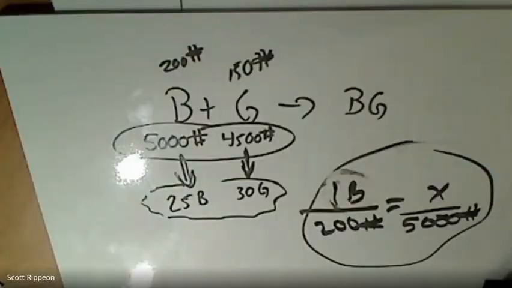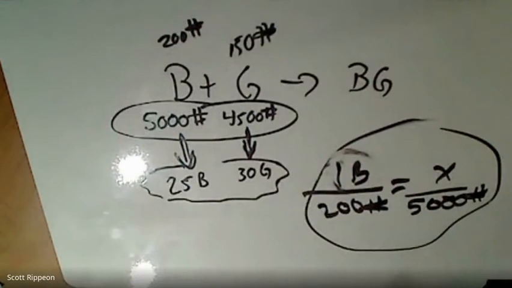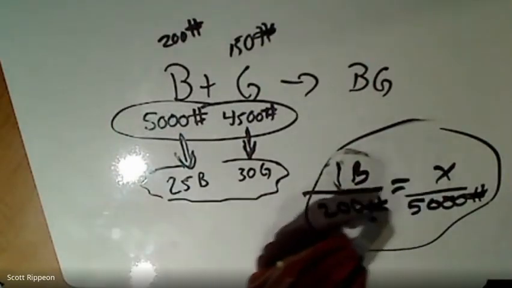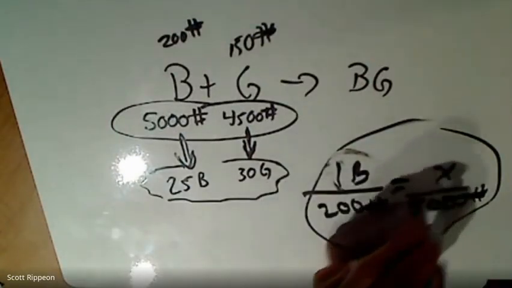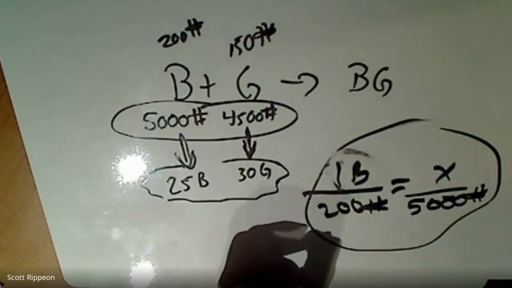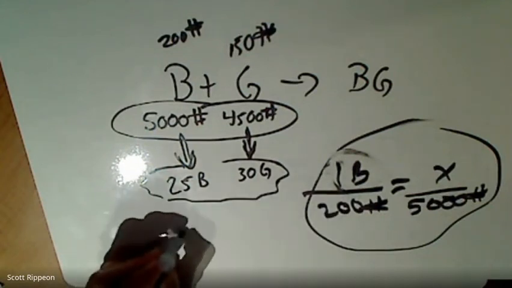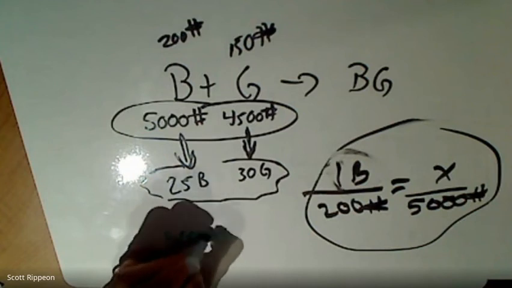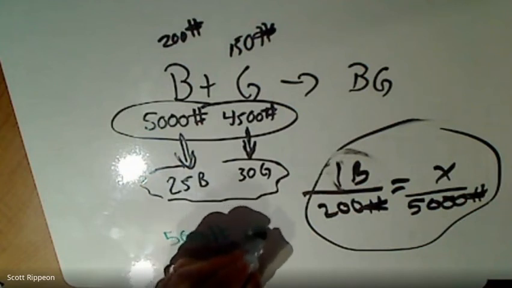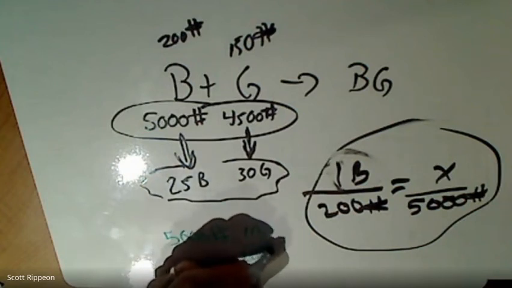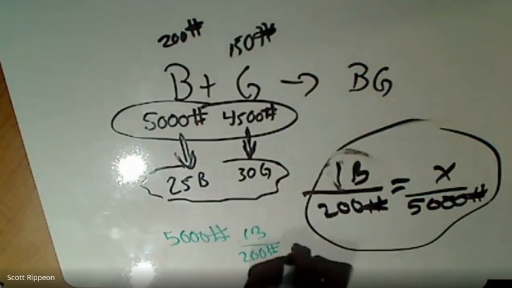When I change that a little bit, I can bring the 5,000 over here to get it off the bottom and get X by itself. So I could go 5,000 pounds times one boy per 200 pounds equals X. True?